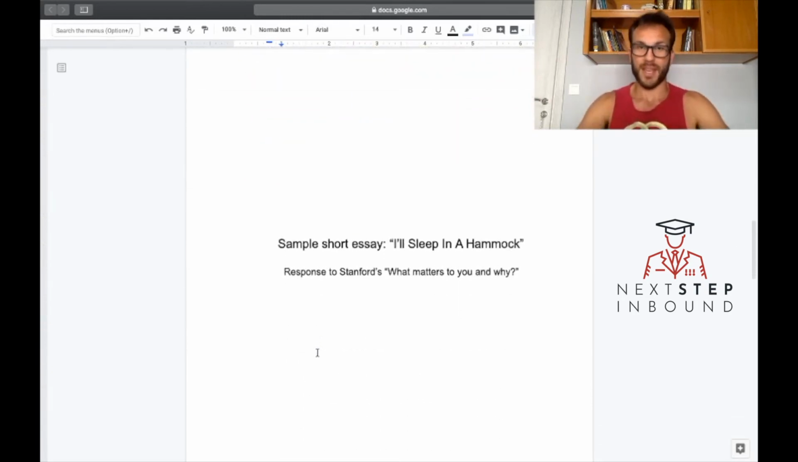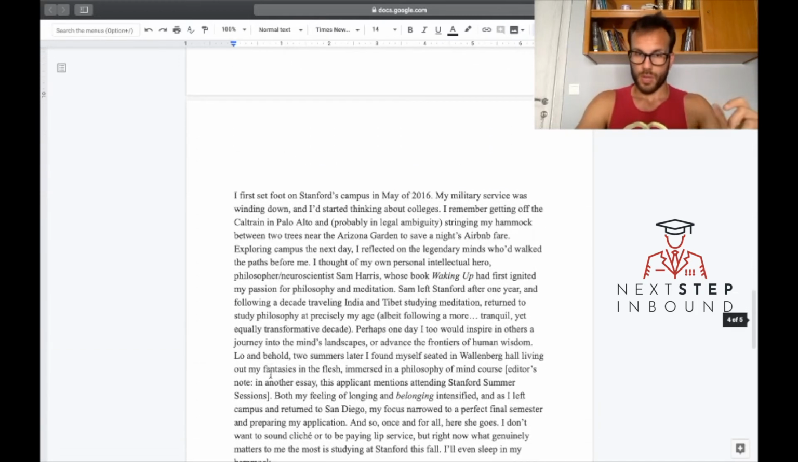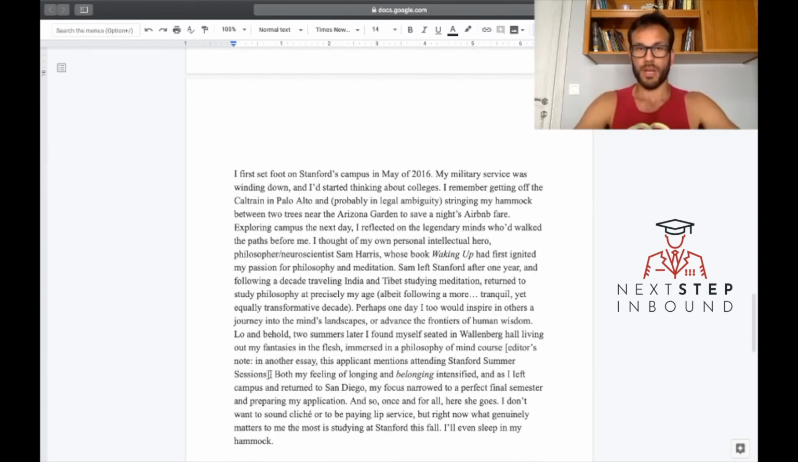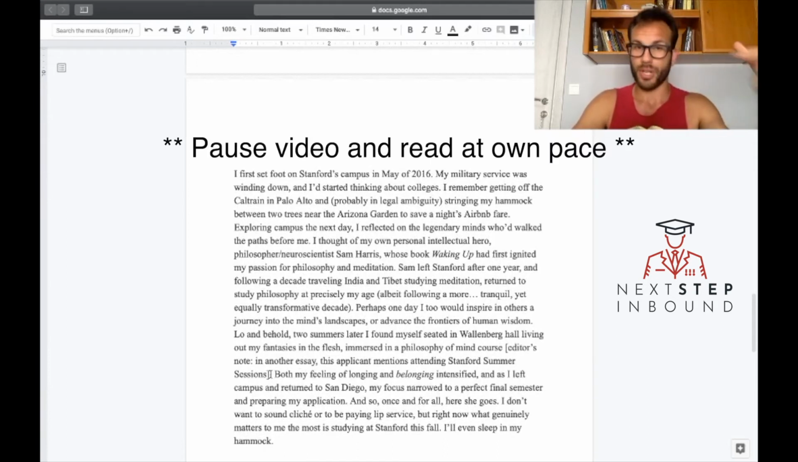Today's sample essay, I just named this one "I'll Sleep in a Hammock," and you'll see why. It's in response to one of Stanford's prompts: what matters to you and why. I have it here without any annotation, so if you can, pause it, read it on your own, and see if you can find those three parts plus storytelling.